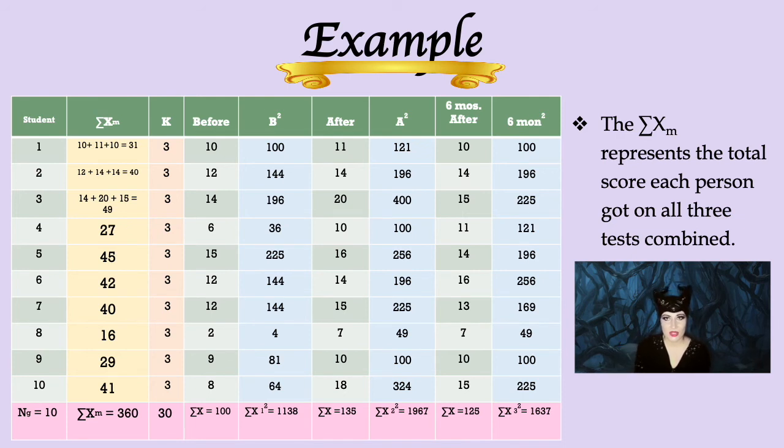Once I create this column of sums across the line for each participant, I am then going to get a sum of this entire column. In other words, I'm going to add 31 plus 40 plus 49 plus 27 plus 45, etc., all the way down this column until ultimately you get a total of 360. This represents the sum of each participant's score in total.